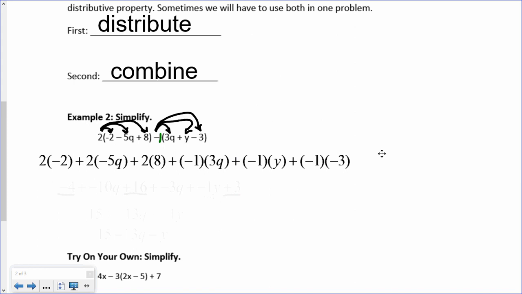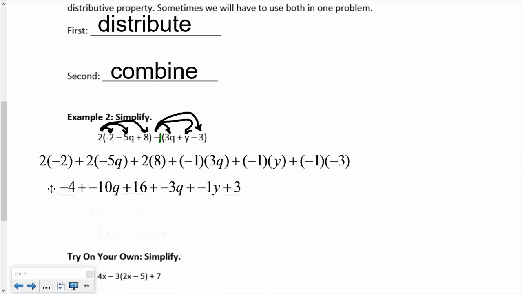You don't have to write out the multiplication, like how it looks when you multiply. That's totally fine if you want to just do it in your head and write it out. But now once I've multiplied it all together, I will get negative 4, negative 10q, positive 16, negative 3q, negative 1, and positive 3, because negative 1 times negative 3 gives me a positive 3.